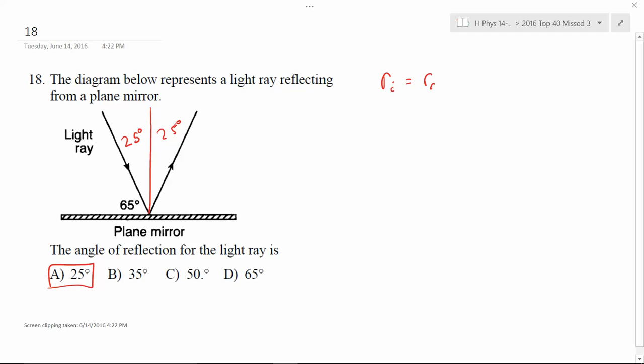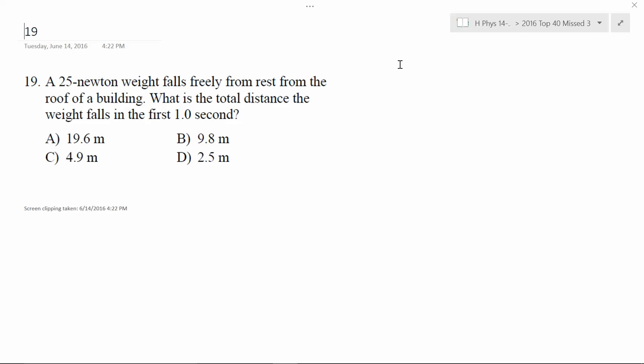Same is true when you have refraction. You have to measure the angle relative to the normal. So say you have a light ray coming in like this, and then it's going to slow down towards the normal like this. This is the angle of incidence, not this. Bad. And this is the angle of refraction, not this. Bad. So don't get fooled by the normal. 19.